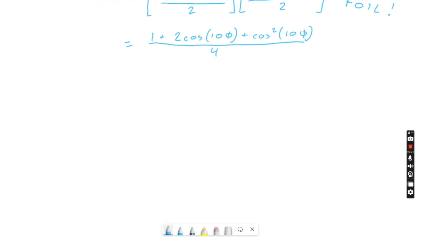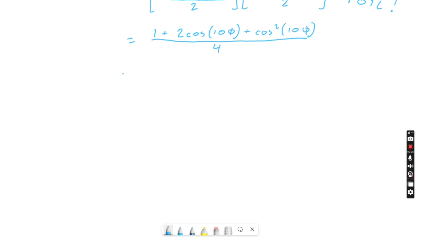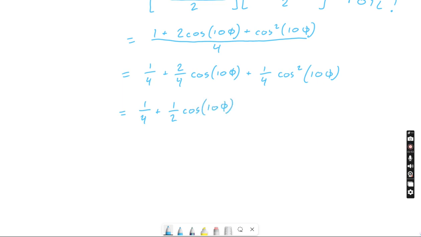So we're going to keep on moving with this, and I'm going to rewrite this a little bit just for my own sake, and you might prefer it this way to better keep track of things. But look how I'm going to say this. I'm going to say 1/4 plus 2/4 cosine of 10 phi plus 1/4 cosine squared of 10 phi. It's the equivalent statement. But what this allows me to do is make it a little bit easier on the eyes when I want to deal with that power reduction formula on the very right-hand side of this equation.